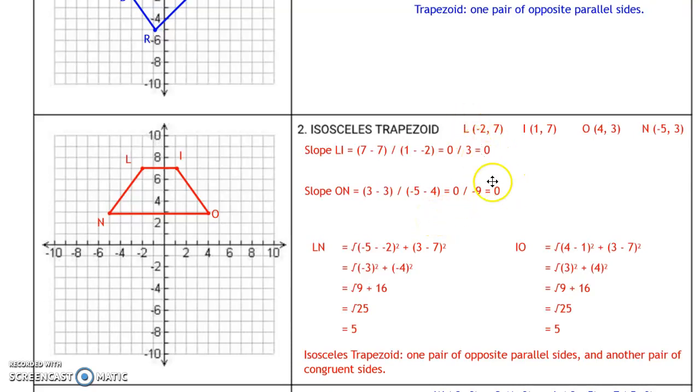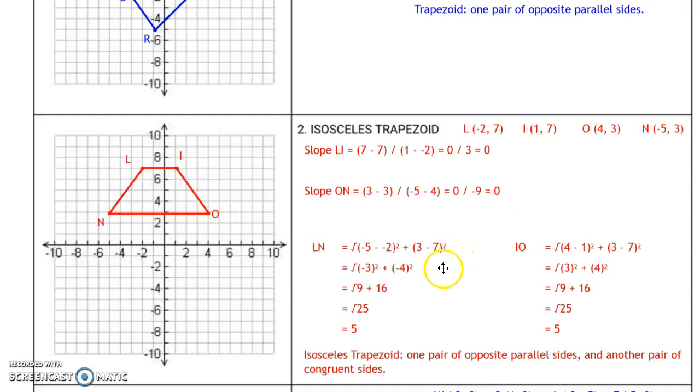In any event, these two were the same slope, so that means these two sides are parallel. And in an isosceles trapezoid, one pair of sides has to be parallel, and the other pair has to be congruent. These are also known as the legs, LN and IO.